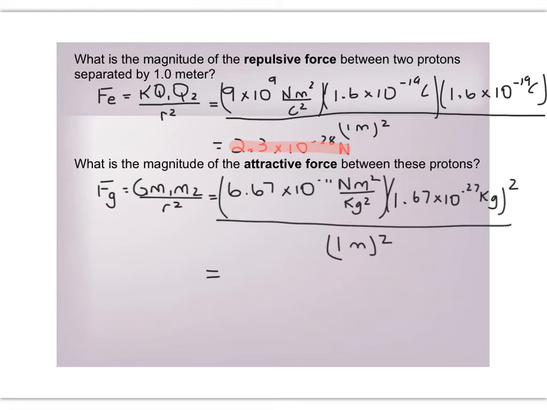And I end up getting that the attractive force has a magnitude of 1.9 times 10 to the negative 64th newtons. So the protons are attracted because of their mass far less than they are repelled because of their charge.